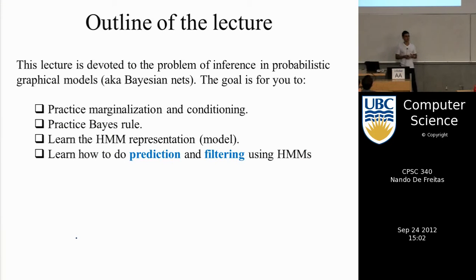I will describe the HMM model with a simple example, and then I will describe the model in greater generality. So you need to learn what the model is. And then you need to learn the two things we can do with these models, which are prediction and filtering. I will define both of these tasks. There is one other task called smoothing, and that I will leave for homework 3.